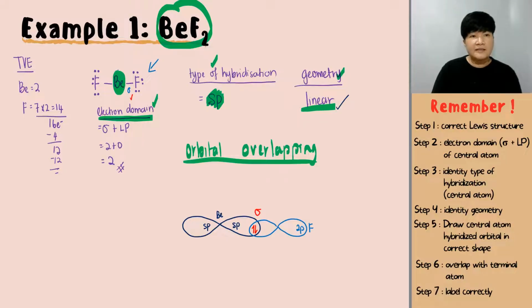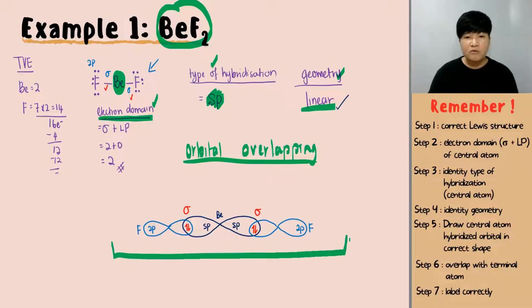Next, you have another sigma on the left. Therefore, you need another 2p orbital to overlap with the sp hybridized orbital of the beryllium. So you have a 2p orbital over here, and this 2p orbital belongs to fluorine. Make sure you label that. And then in the overlap area, you have 2 electrons in a pair with opposite spin, and that is your other sigma bond. See that? This is what we call orbital overlapping.